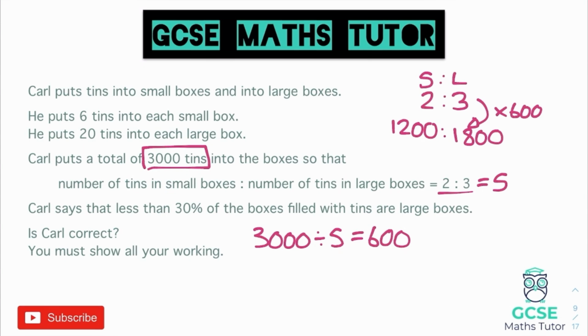Now we can actually work out how many boxes there are that he's filled, because we know that there are 6 tins in each of the small boxes and 20 tins in each of the large boxes. So for the small boxes, if we divide this by 6, because there are 6 tins in each of those small boxes, 1,200 divided by 6 would give us 200 boxes. For the other one on the right, I'm not going to write this as a ratio because we're not really working out a ratio here, we're just working out how many boxes have been used. Or we could think of it as a ratio of the boxes.